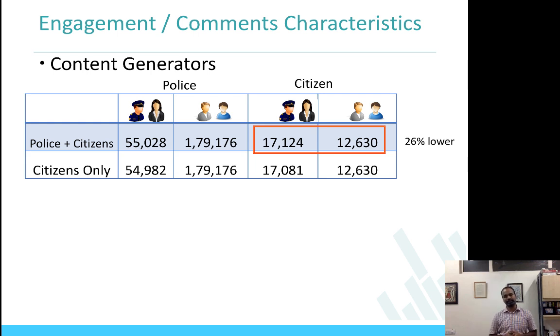So it's about 26% lower in terms of the comments on the Facebook pages if the posts are coming from citizens and the comments are coming from police and citizens. This is probably because when the police does the post, there's much more interaction, because the information that they're giving is probably more useful, more engaging. When police post and only citizens interact, it's higher, and when citizens post and only citizens comment, the comments are also lower than the police side.